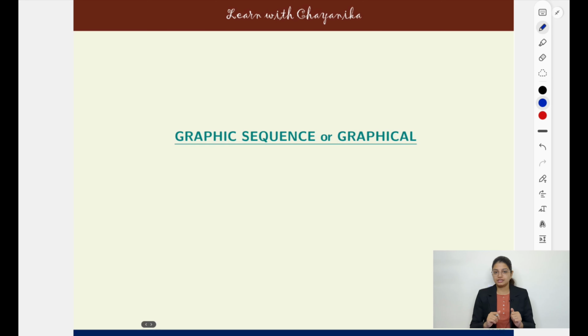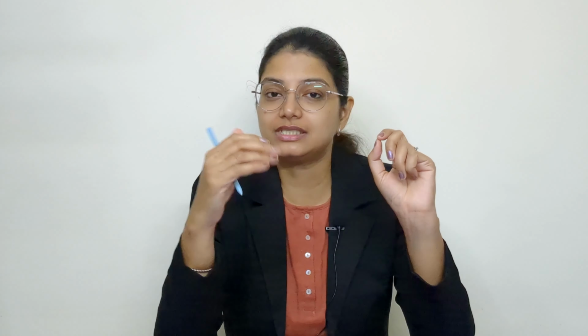Now this gives rise to the concept of a graphic sequence or graphical. So how do we define a graphic sequence? A graphic sequence or graphical is basically the degree sequence of a simple graph. That is the definition. So let's summarize this. Given a sequence of non-negative integers, if we find the sum total of all the terms is even, we conclude that the sequence is a degree sequence of some graph. That is, it is possible to draw some graph with that sequence as its degree sequence. May not be simple, may be simple.